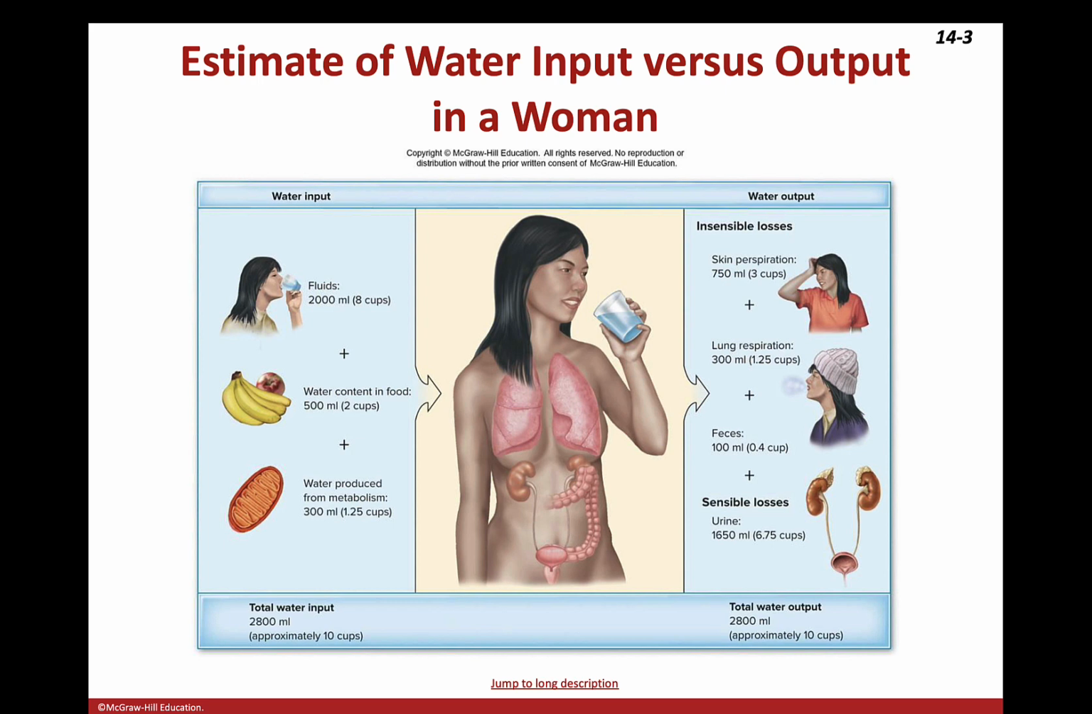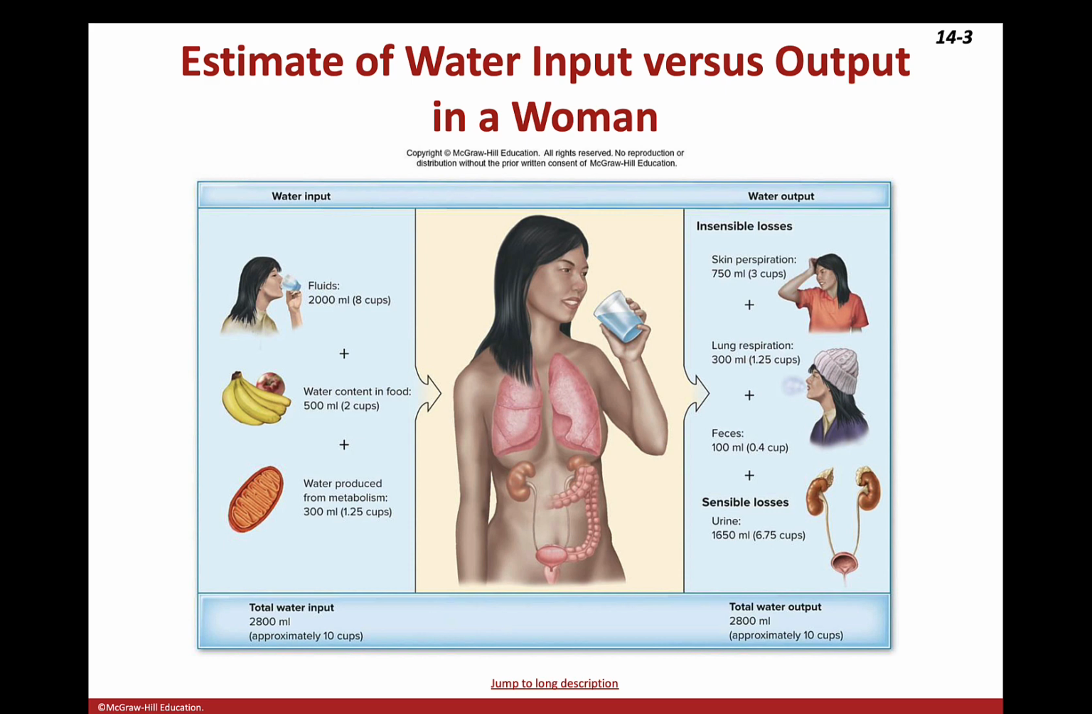If we look at the water content found in food, fruits and veggies, that accounts for 2 cups. And then we also have water that's produced via metabolism. Remember the oxidation of glucose, one of the products is water, and that accounts for about 1¼ cups. If we add that all up, it's about 2,800 mL, or about 10 cups.